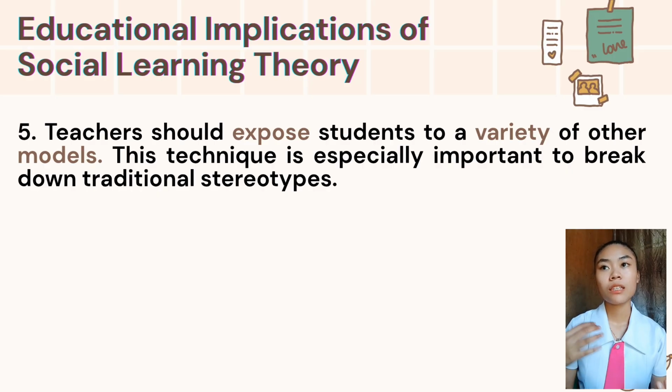For example, there are girls who can also sweep, and boys who can also do the laundry, and boys who can also wash dishes. So the teacher should teach them to break the traditional stereotypes, the old beliefs of older people. So, in short, showing students different role models helps them understand that abilities and opportunities are not limited by stereotypes, or by the gender of a person or a child.